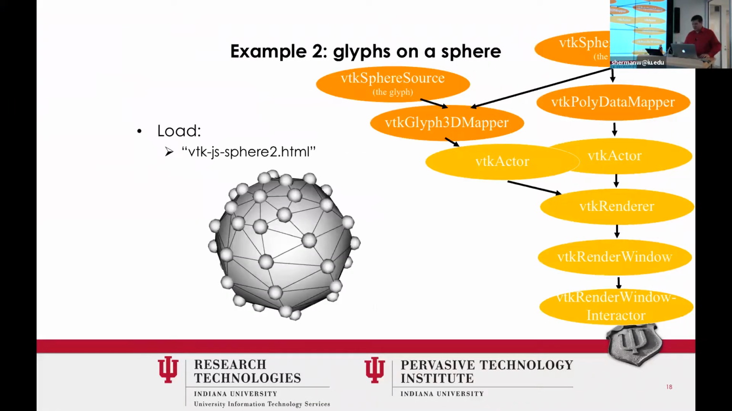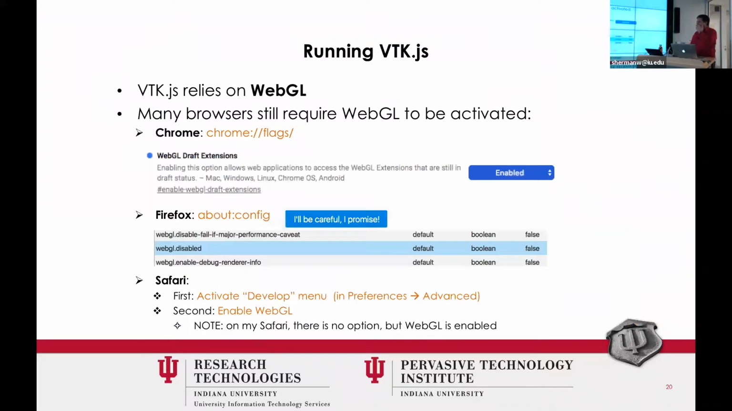All right, so our next page. If you want to run VTK.js, it's built on WebGL, I should say. And a lot of browsers, even today, don't come with WebGL activated. I think maybe partially for security reasons, partially because WebGL wasn't trusted, but it's become a lot more stable. So here are the tools to enable it in various web browsers.